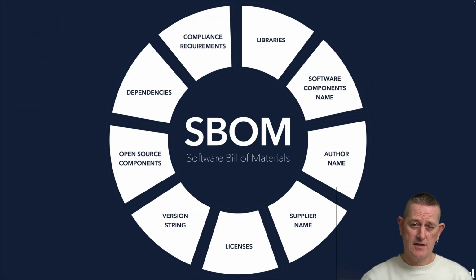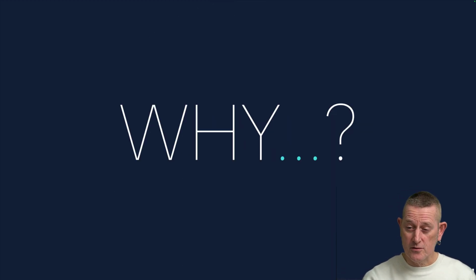And you see, this is a little diagram that I found, and it shows more or less what you can expect to be part of an SBOM: libraries, software components name, author name, supplier name, licenses, version string, open source components, compliance requirements, and dependencies. So you see, it contains a lot of information, which is quite useful.